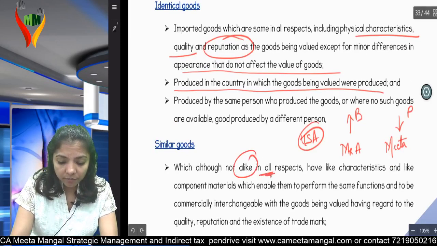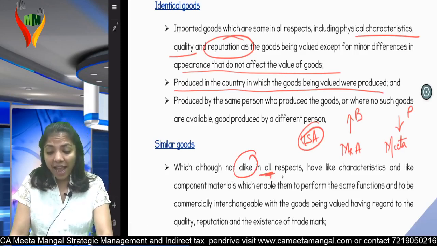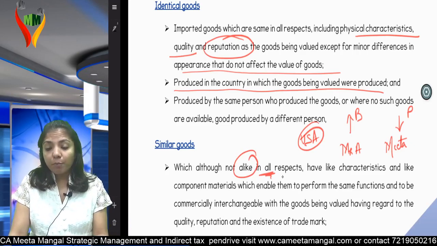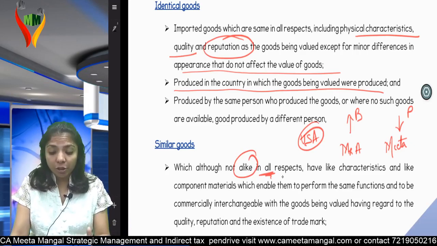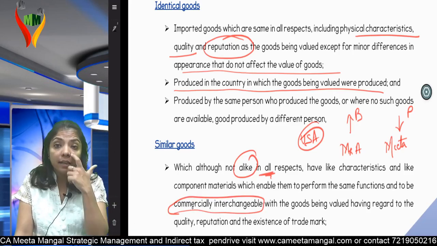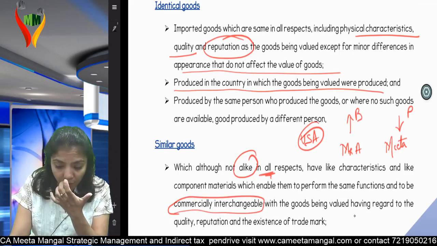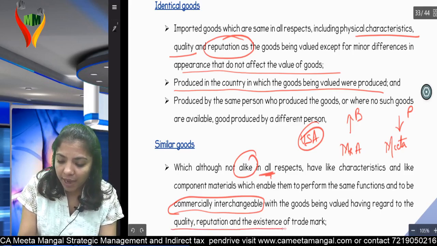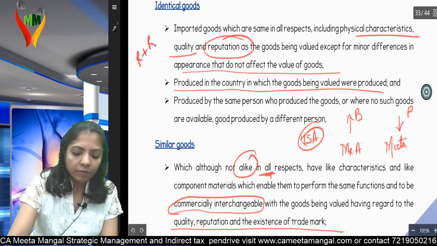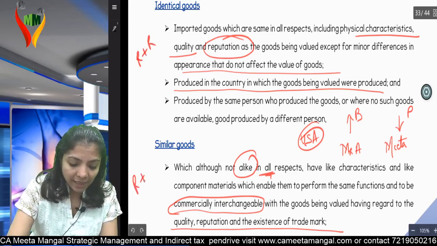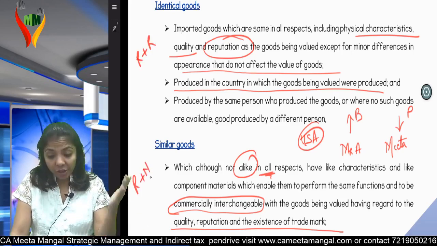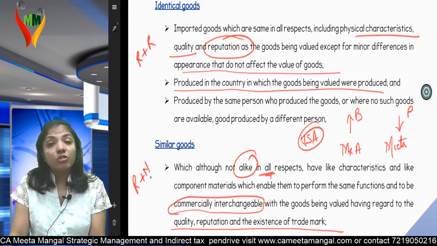not alike in all respects, have like characteristics and like component material which enable them to perform the same function and to be commercially interchangeable. Something which is commercially interchangeable with the goods being valued, having regard to the quality, reputation, and existence of trademark. See, here it was Reebok plus Reebok. Here it is Reebok plus Nike. They're not exactly the same, but quality is same, reputation is same, existence of trademark is same.